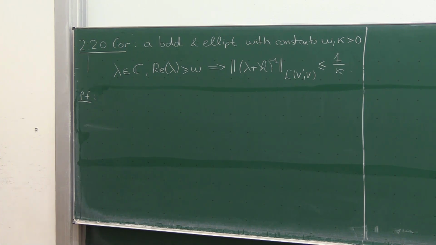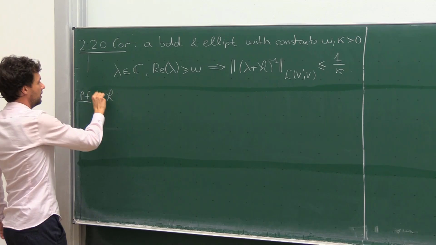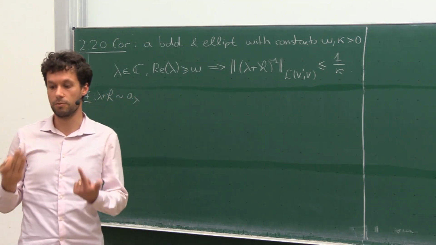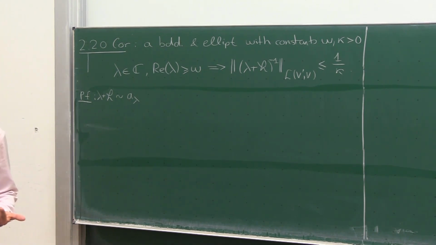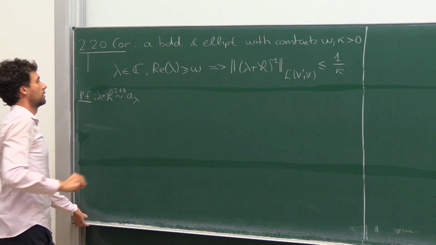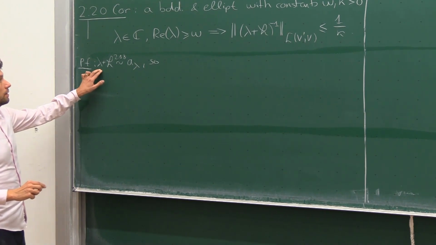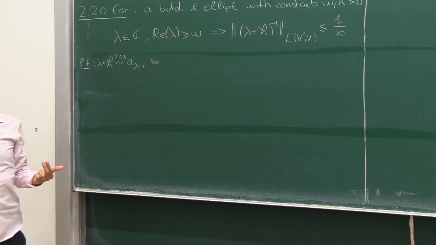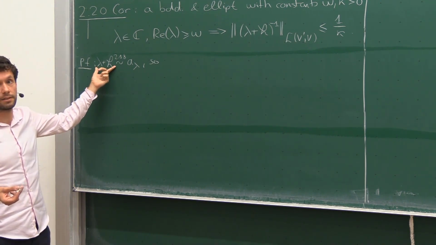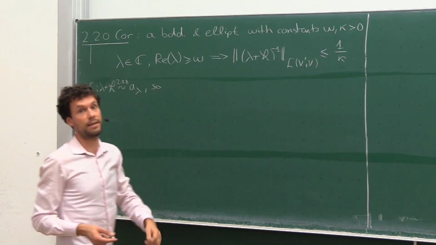And so why is this the case? Well, the operator lambda plus L, we've seen before, is associated with the sesquilinear form A lambda from the previous result, 2.18. Okay? And so if I manage to check that A lambda is coercive, then Lax-Milgram tells me that this guy is an isomorphism. And if I manage to do it with a lower bound kappa, then this is plainly Lax-Milgram.